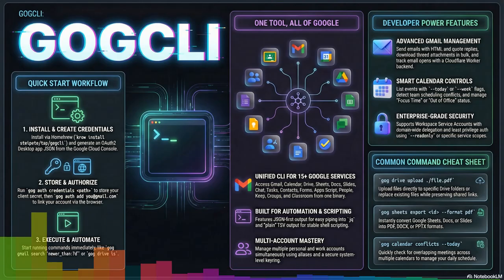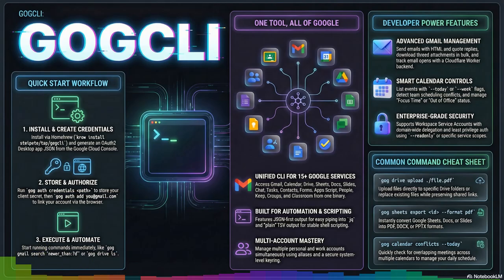So gogcli hooks into that API. Deeply. You can manage courses, rosters, even grades. Imagine you have a spreadsheet of grades. You could script the upload of those grades directly into Google Classroom for 300 students, instantly. That turns a 3-hour Sunday afternoon into a 30-second script. Exactly. It turns the teacher from a data entry clerk into a manager.